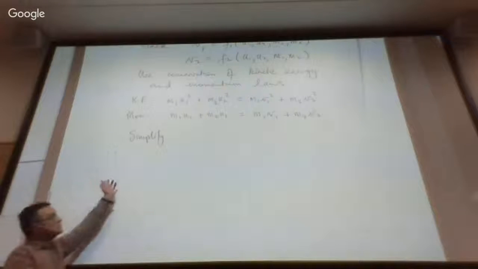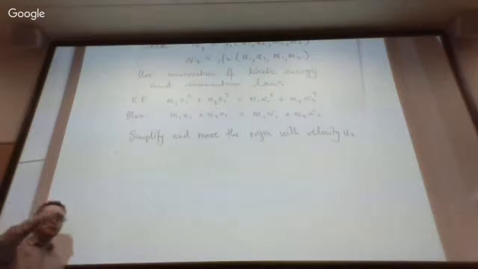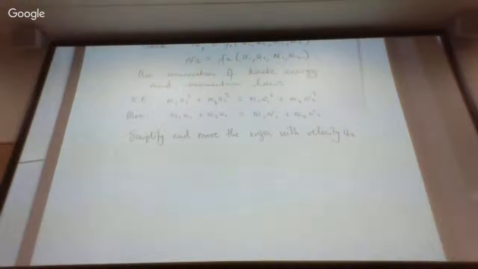So these four velocities, u1, u2, v1, v2, I can instead adopt a moving frame of reference to make one of those four velocities zero. So we'll simplify and we'll move the origin. Move the origin with velocity u2. So effectively replacing the origin on the second object pre-collision, or assume u2 equals 0.